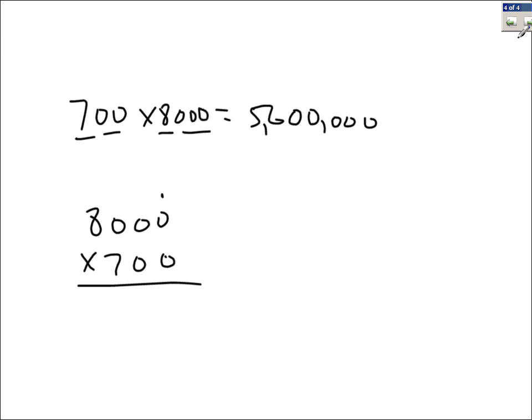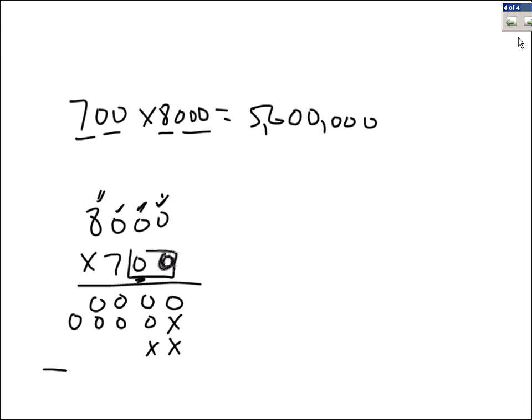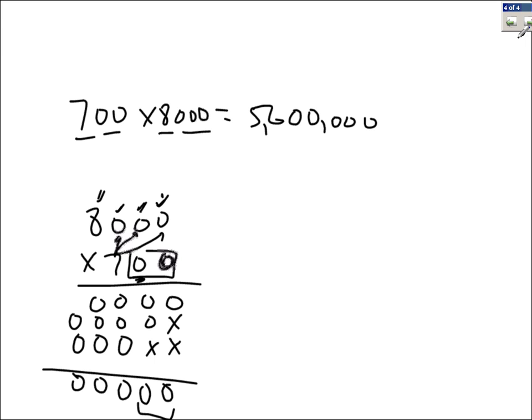If you wanted to do it the long way, 8,000 times 700: well, 0 times each of these 4 digits will be 0, four zeros. And then 0 times each of these 4 digits will be all zeros, and then 2 spaces. Why 2 spaces? For those 2 zeros. I didn't finish it, but when you add, you're going to get the 2 zeros from the 700. Now you do 7 times 0 is 0, 7 times 0 is 0, 7 times 0 is 0. That's where you get the next 3 zeros, the 3 from the 8,000. And then 7 times 8.